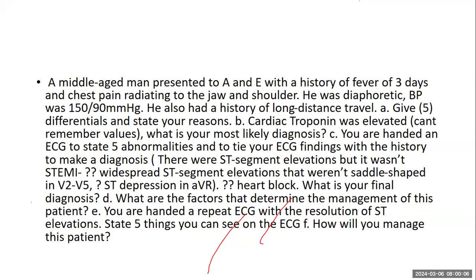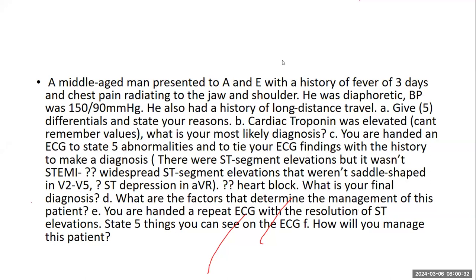Also, a patient coming with complications like cardiogenic shock, arrhythmias, heart block, and all that, will also determine the line of management. Then again, availability of facilities for PCI will also determine your management.